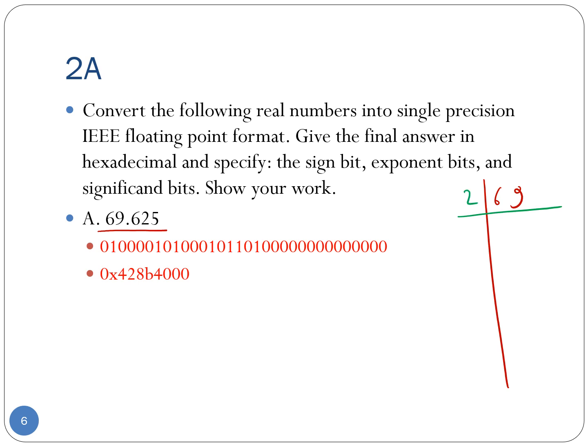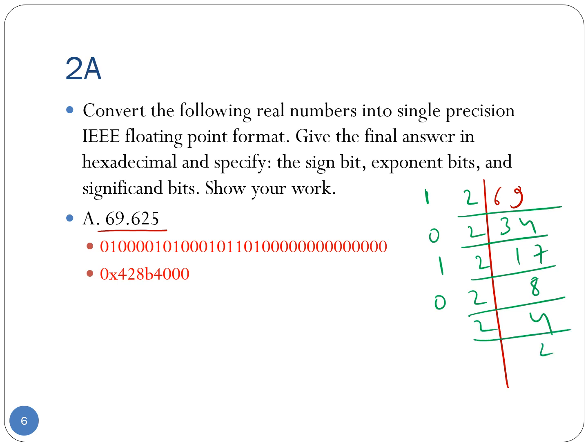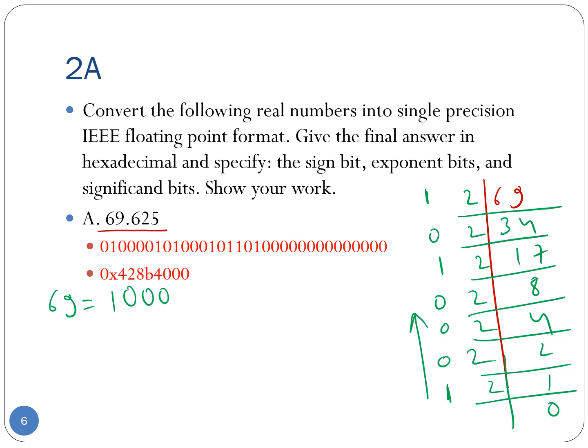So here we get this goes 34 times, the remainder is 1. Let's keep going. This goes 17 times. The remainder of 0, this goes 8 times with the remainder of 1. Similarly 4 times, this goes 2 times, this goes once, and this finally goes 0 times with the remainder of 1. Right, so read this bottom up. This is your 69. So 69 is basically 1 0 0 0 1 0 1.